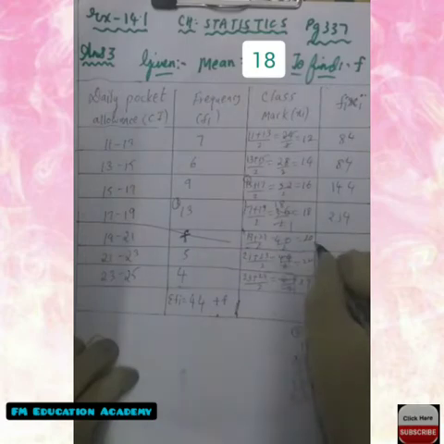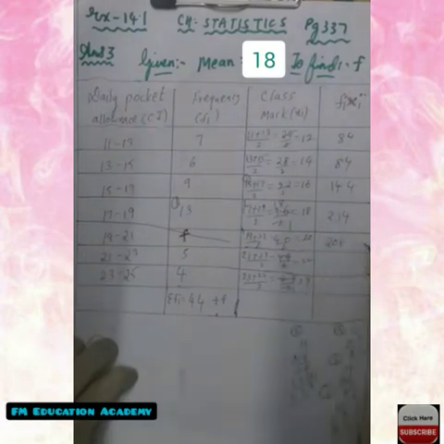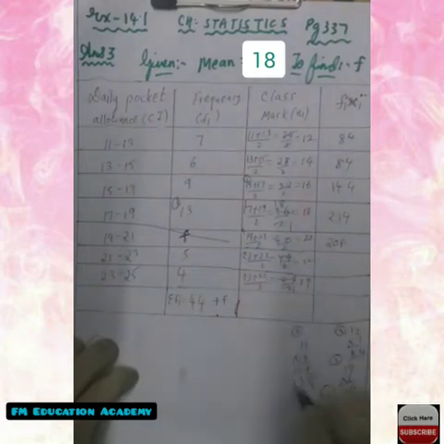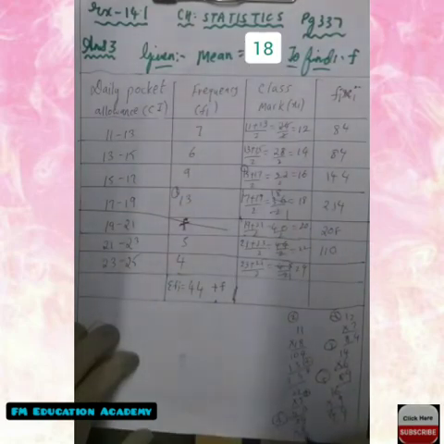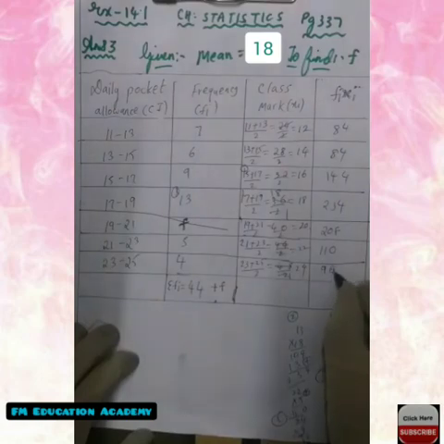Next, f into 20 is 20f. 5 into 22: 2 5s are 10, 2 5s are 10, 10 plus 1 is 11, so 110. 24 into 4: 4 4s are 16, 4 2s are 8 plus 1 is 9, so 96. Now in the formula we also require sigma fi xi.